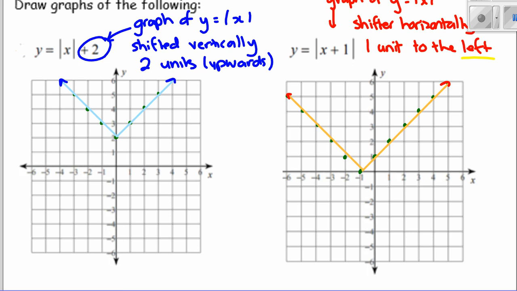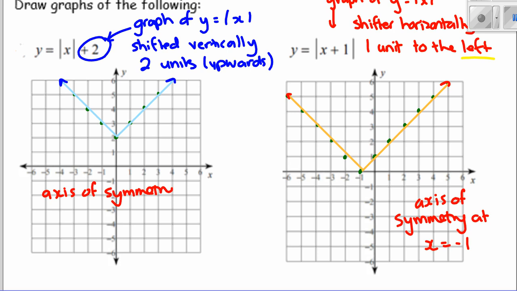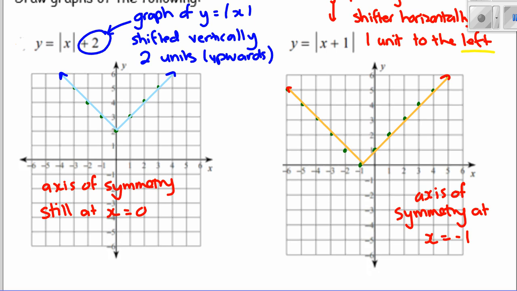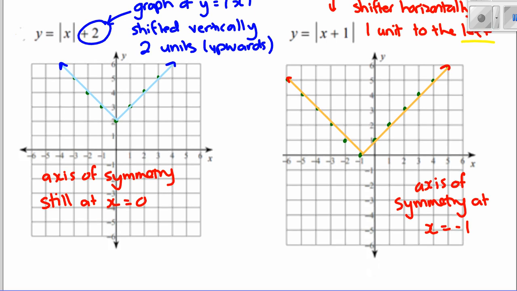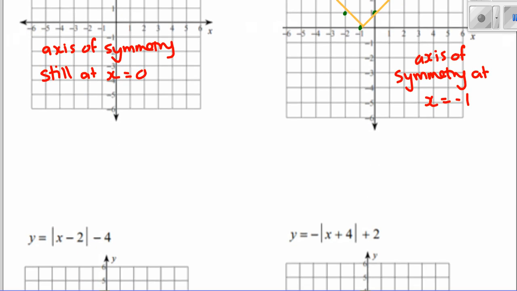Axis of symmetry at x equals negative 1. Whereas this one had an axis of symmetry still at x equals 0. So vertical shift doesn't affect the axis of symmetry, but horizontal shift does. And yeah, draw graphs of the following.